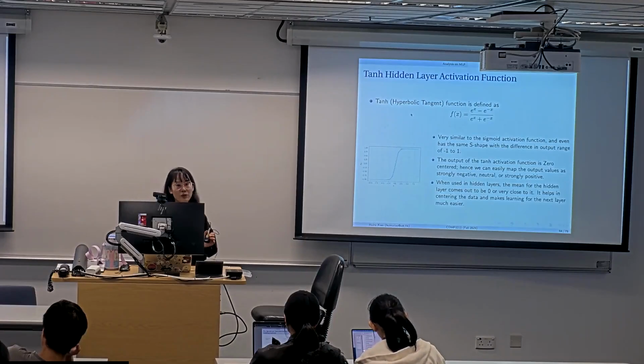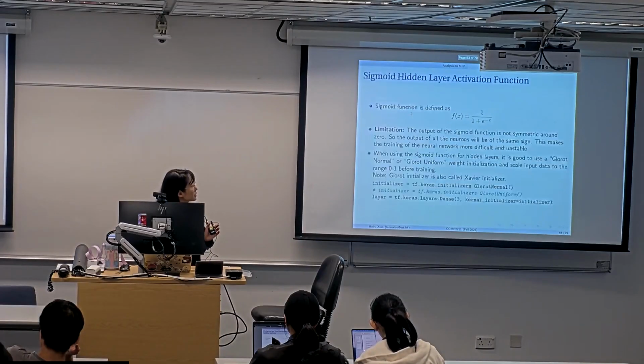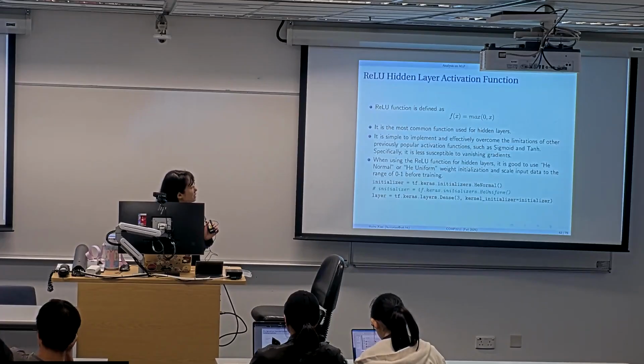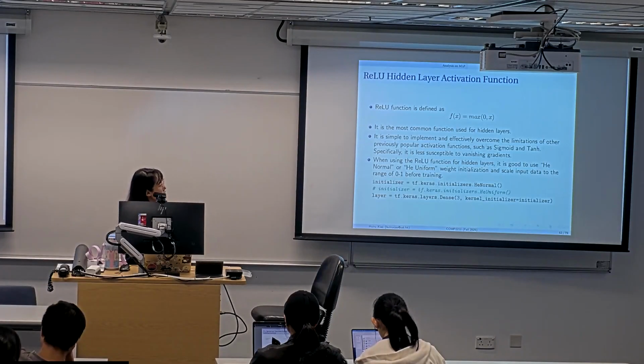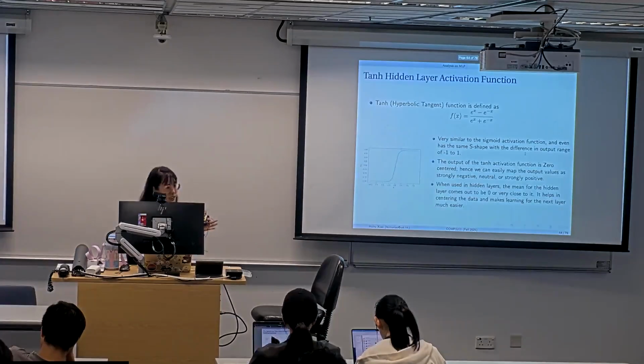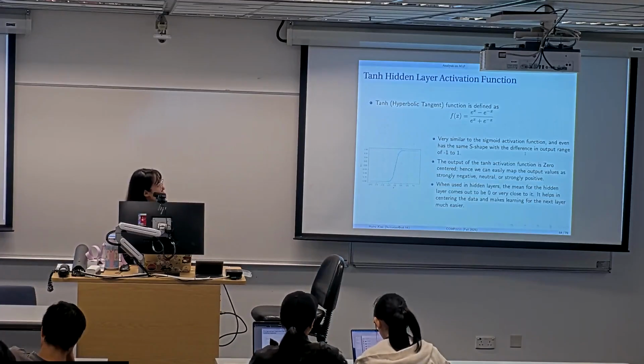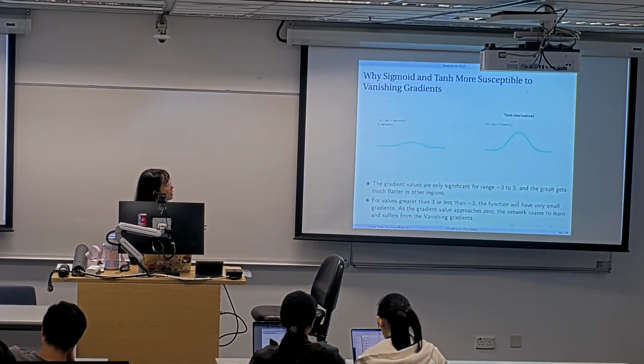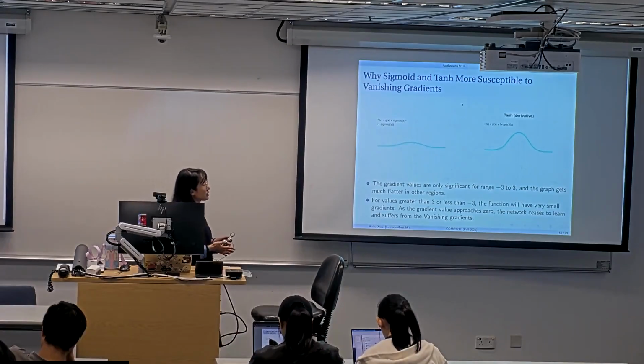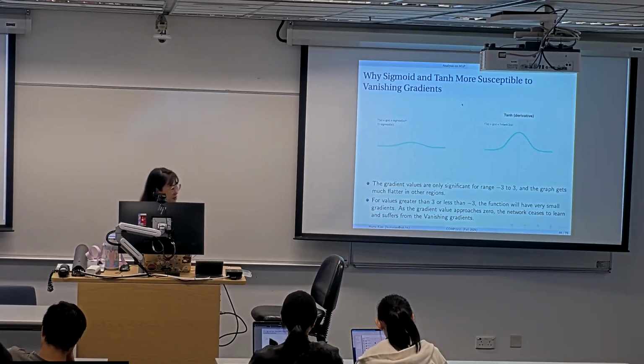We still have one remaining question. Here we said that ReLU can effectively overcome the limitations of sigmoid and tanh in the vanishing gradients problem. How come? After we learn tanh, we can try to do some further analysis on sigmoid and tanh, and try to get a sense of why these two activation functions are more susceptible to vanishing gradients.